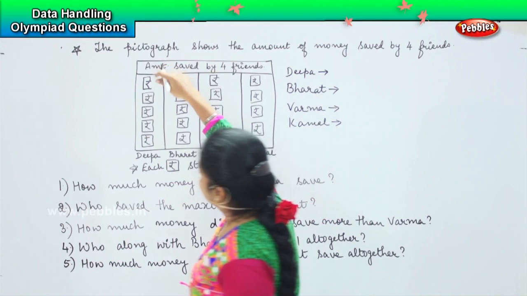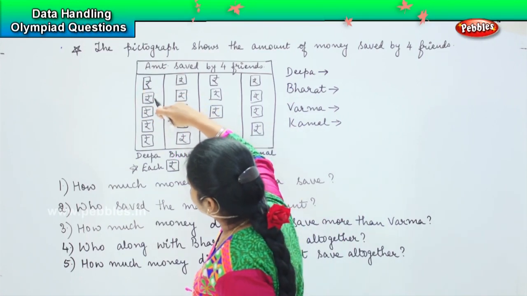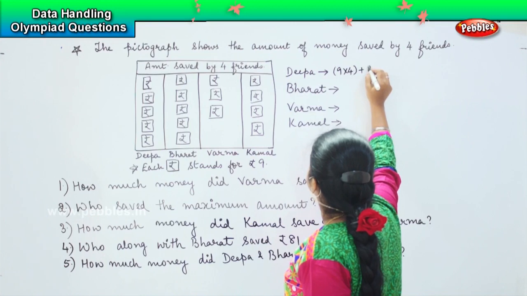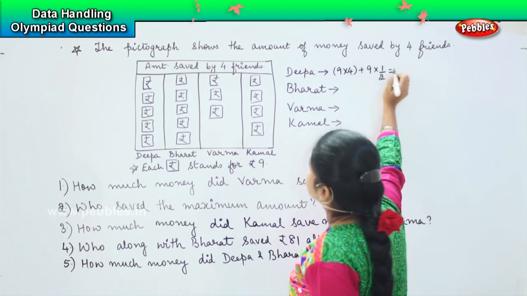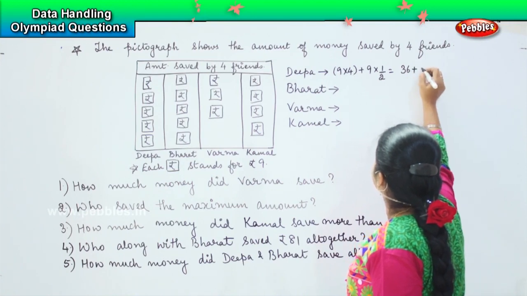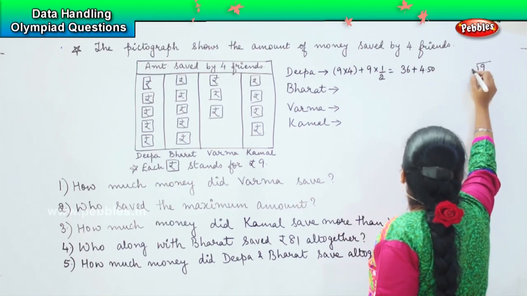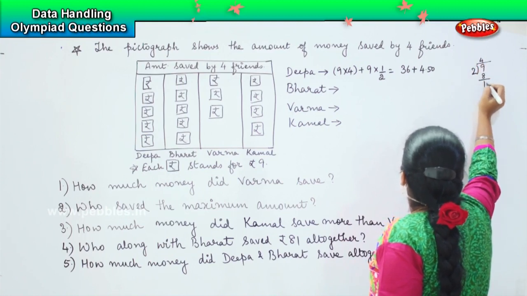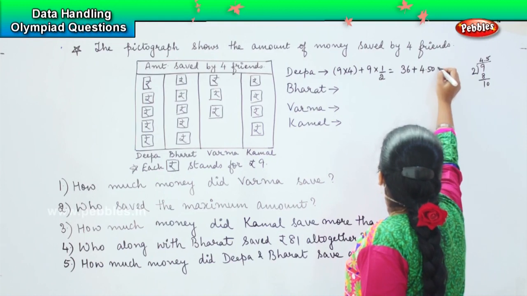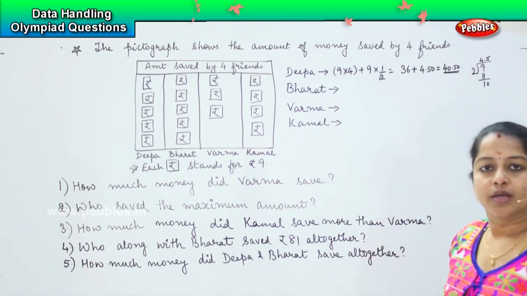Okay. So the first one, if you notice here children, this is not drawn completely. So which means that this is half of 9. Okay. So 1, 2, 3 and 4. So Deepa has 9 into 4 plus 9 into half, because there is a half symbol. We know that 9 into 4 is 36 plus, and this half is nothing but 4.50. So let us try to calculate. If I divide 9 by 2, 9 fours are 8, remainder 1. If I put a point, then it becomes 5. So it works out to 40.50. So this is the amount which Deepa has.